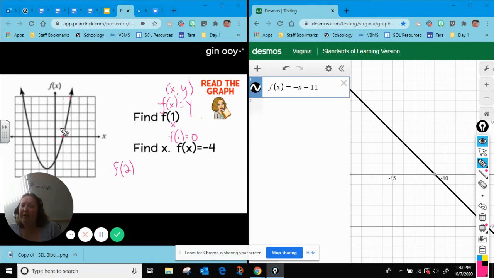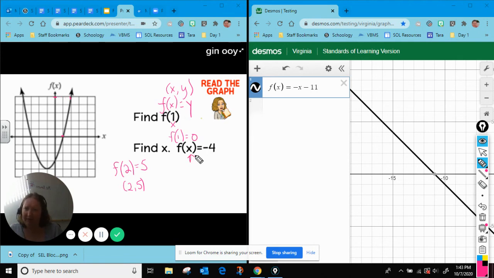Okay, and where is the output? So the input was 2. I come to the line. Now, what is the output? I come over here and the output is 1, 2, 3, 4, 5. So this is equal to 5. I can also write that as an ordered pair. Okay, now this is flip-flopping. This is doing the opposite. Now you're not given the x.